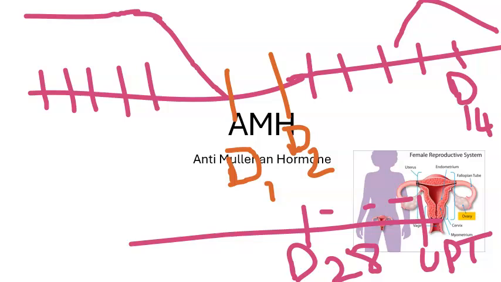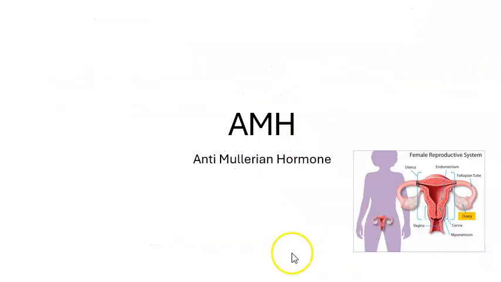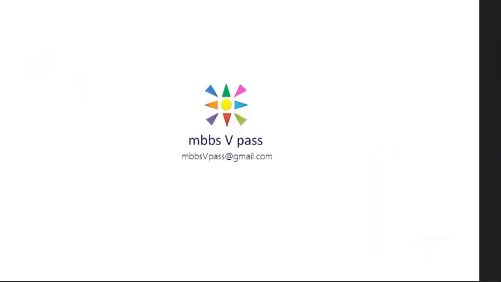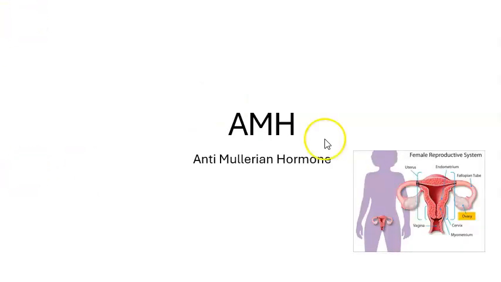So this is how it is. There could be a lot of changes, whether the person wants pregnancy or the person wants regular periods. What exactly are they trying to achieve? Based on that, the treatment will be given. So anti-Mullerian hormone you have understood, hopefully.